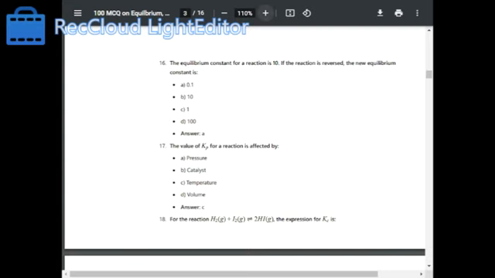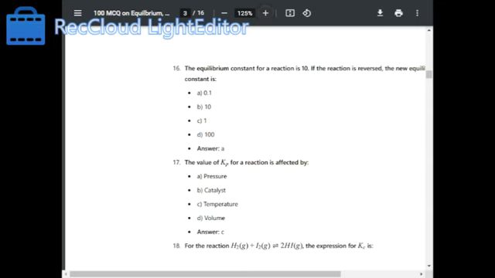Next question, question number 17. The value of Kp for a reaction is affected by option A pressure, option B catalyst, option C temperature, option D volume. The correct answer is C temperature. The value of Kp for a reaction is affected by temperature.